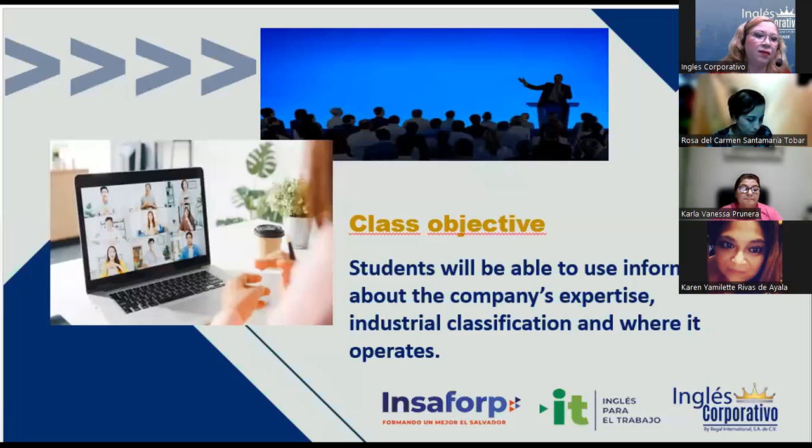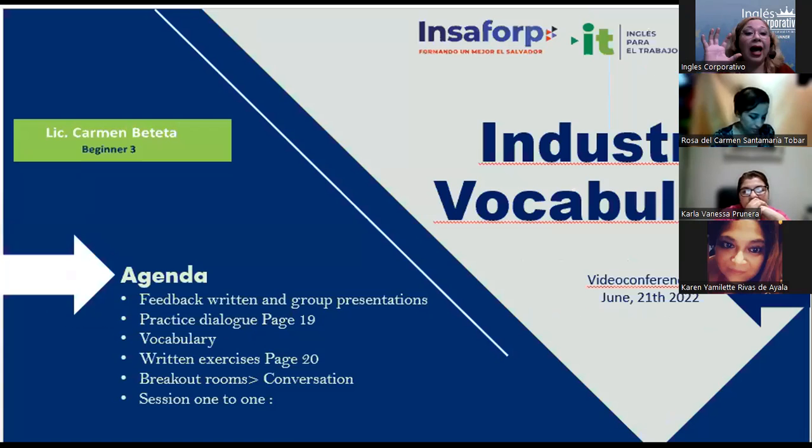Because tonight we have this objective that it is very important to see: you are going to be able to use information about your company's expertise, industry classification, and where it operates, okay? So you will be able to use this information to communicate with people. So we're going to learn some vocabulary. Remember that the beginner's modules are to build the vocabulary that you can use in any conversation, okay? So we're talking about industry vocabulary. It's very important.